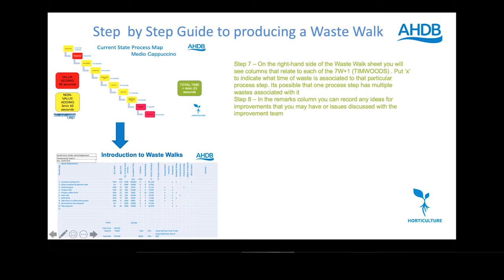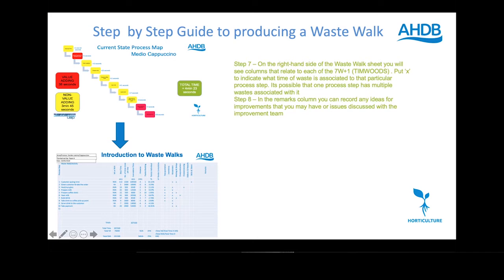You've already seen on the right-hand side of the spreadsheet, you've got your Timwoods. So you've got a breakdown of all the types of waste, the 7 waste plus 1. And then for each of the element steps, each of the activities, I just put a little cross in each of the columns that represent what type of waste we're seeing. And it's not unusual that you'll get multiple crosses for each particular activity.